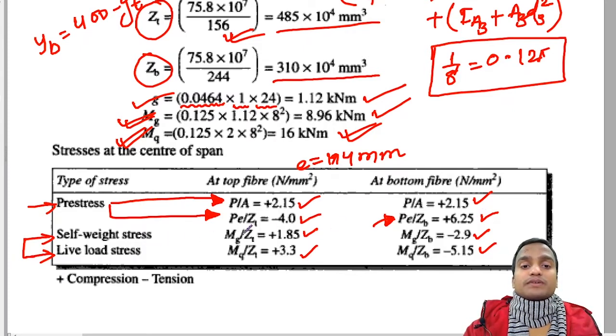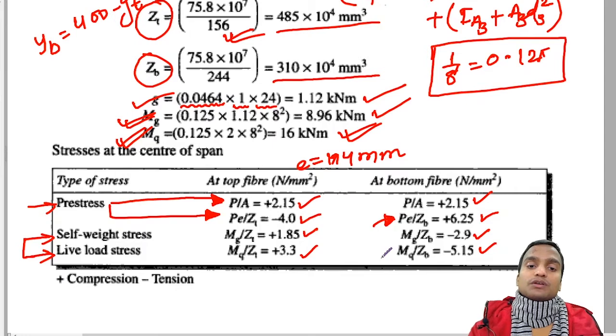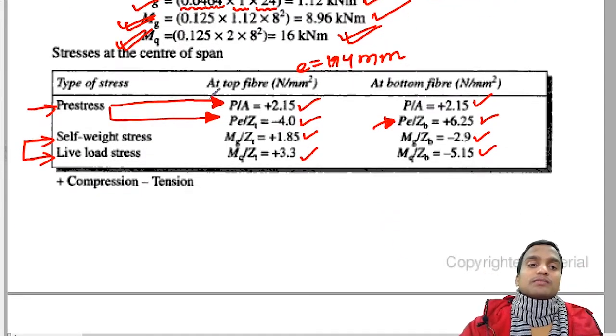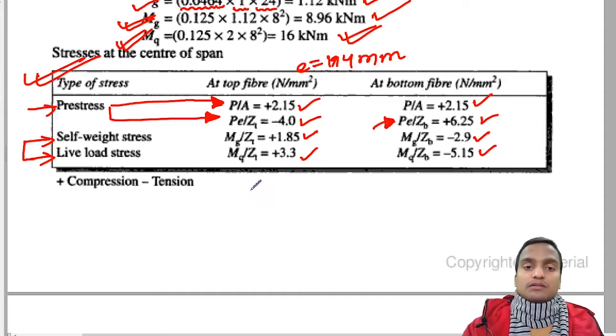Now self-weight stresses will be equal to mg by zt, this we have to calculate. Similarly mq by zt, and both of them will create compression at the top. Similarly self-weight will induce a tensile stress of mg by zb at the bottom and mq by zb at the bottom due to the live loads. Okay, so if you make this table like this, then our problem is done.